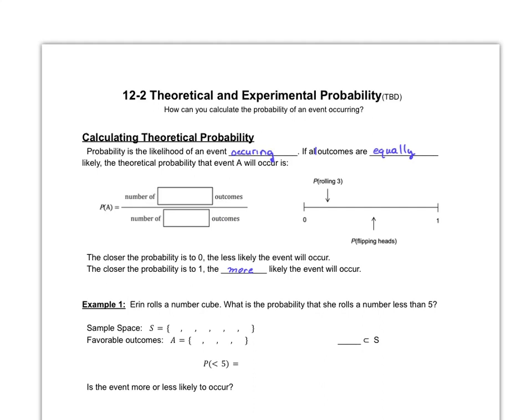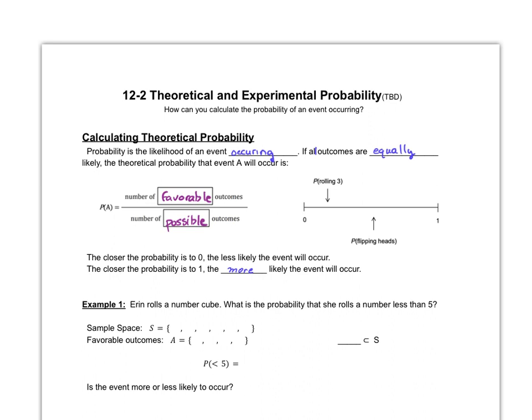As we continue discussing probability, we will go into the theoretical and experimental probability of something occurring. So calculating the theoretical probability, the probability is the likelihood of an event occurring. Now, if all outcomes are equally likely, then the theoretical probability that event A will occur is the number of favorable outcomes divided by the number of possible outcomes. So that's how we figure out the ratio of probability.